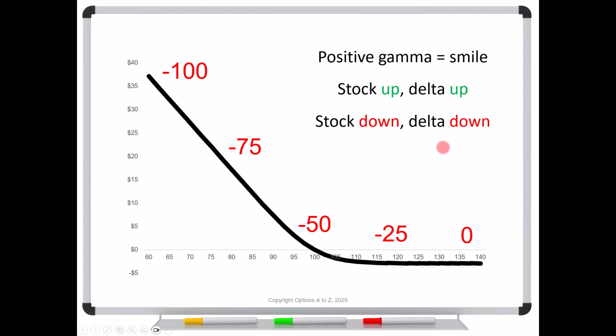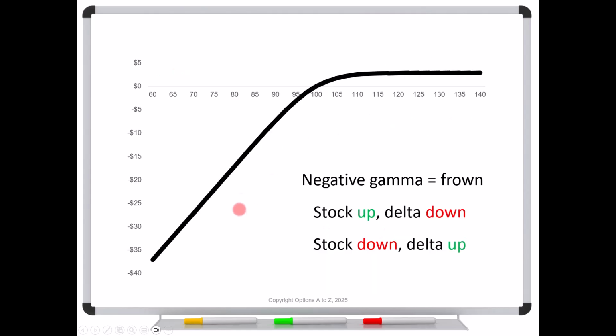Now when we have negative gamma, now things are going to get reversed. So let's say that this is a short put. So we now have negative gamma. So anytime that you buy an option, you've got positive gamma. Anytime that you sell an option, you've got negative gamma. So now our negative gamma looks like a frown. And yes, everything's going to be reversed. Stock up, delta down, stock down, delta up.